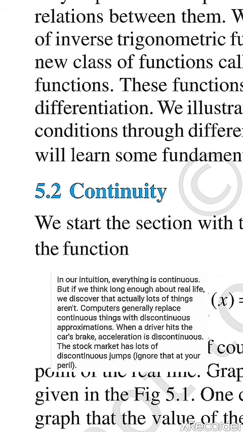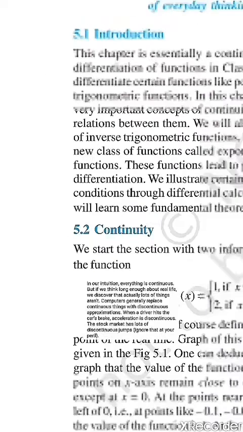Another example we can take here: when a driver hits the car brake, acceleration gets reduced. Why so? Because speed gets reduced. So again acceleration becomes discontinuous. The stock market has lots of discontinuous jumps. So these are all examples where we think everything is continuous, but it is not.